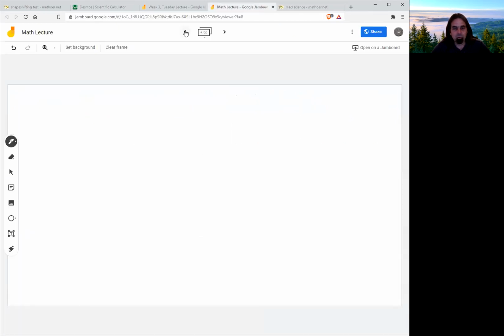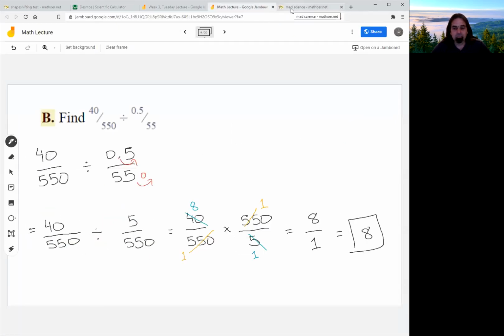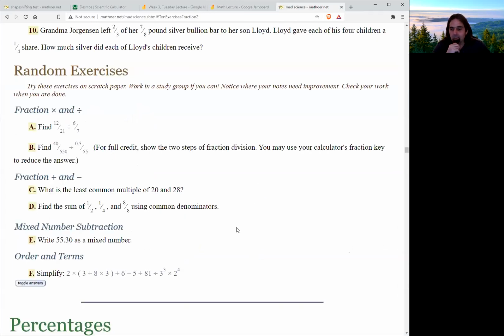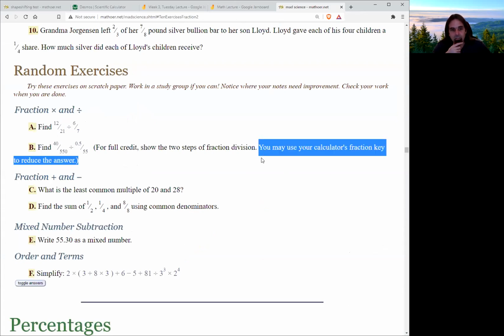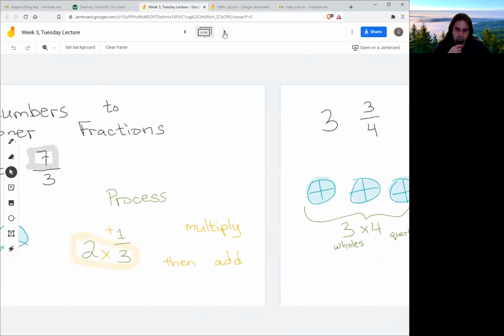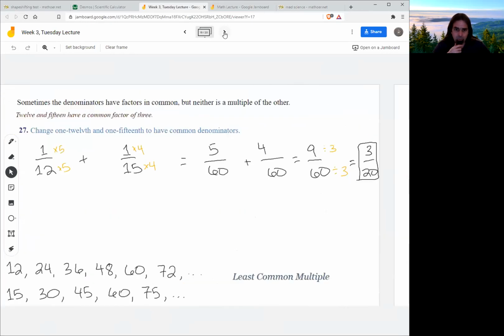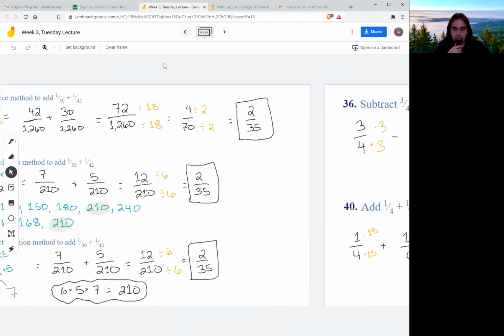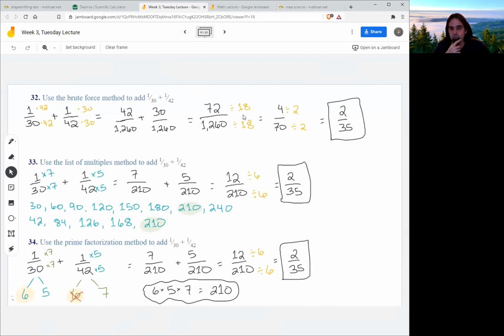You want to stare at it more? Am I rushing? I should talk about this. You can use your calculator's fraction key to find an answer. So let's say that there's one that has a big reducing. So let's go back in our notes from earlier. Where was that big monster reducing? Here we go. 72 over 1260.